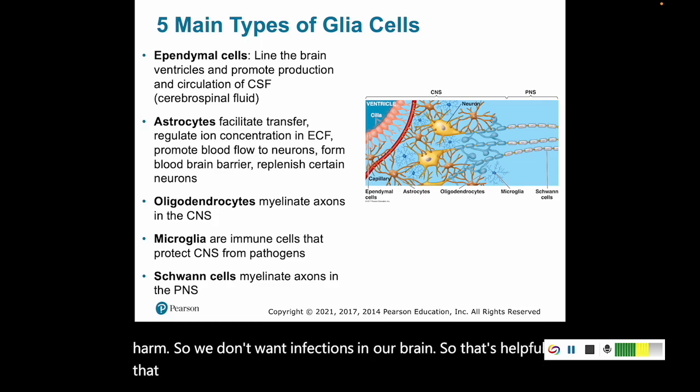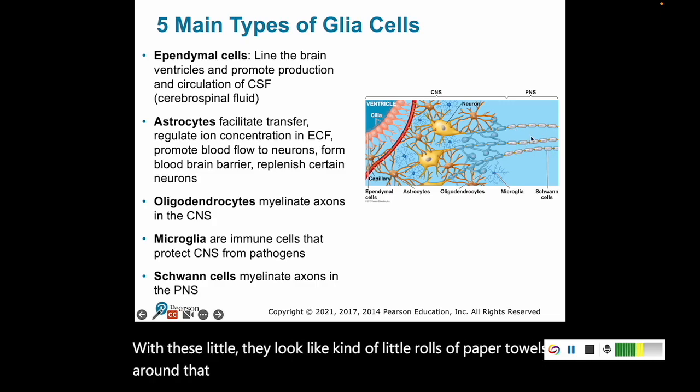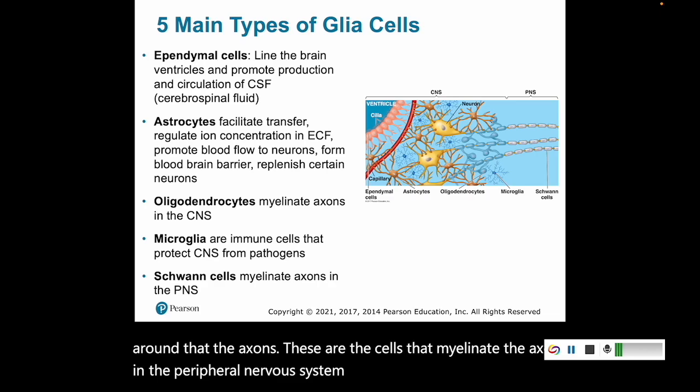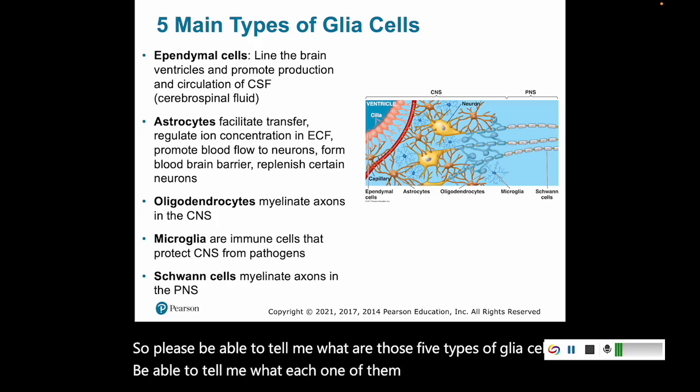And then Schwann cells, they look like kind of little rolls of paper towels around the axons. These are the cells that myelinate the axons in the peripheral nervous system. So please be able to tell me what are those 5 types of glia cells. Be able to tell me what each one of them do.